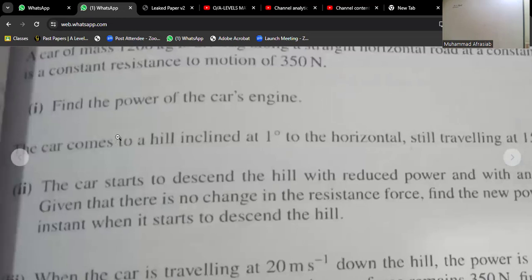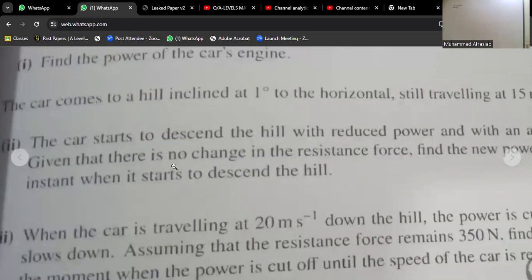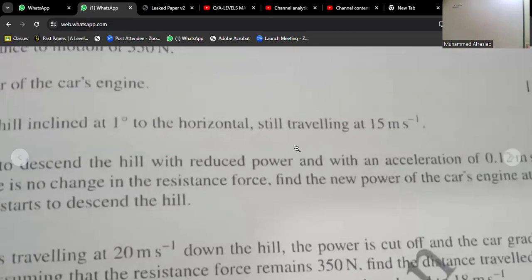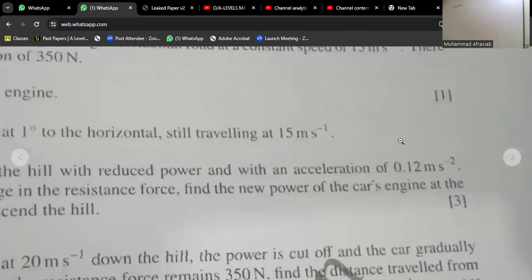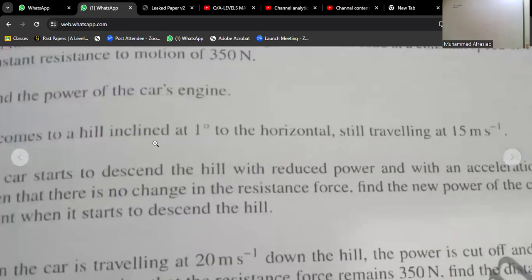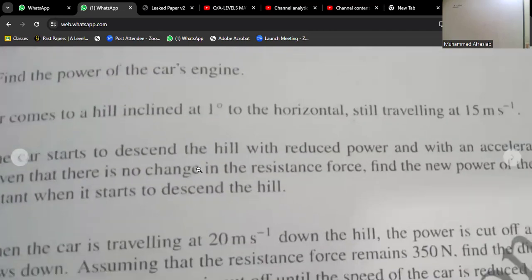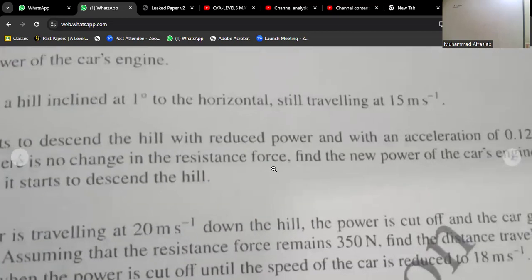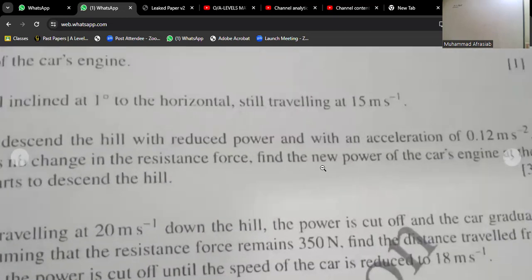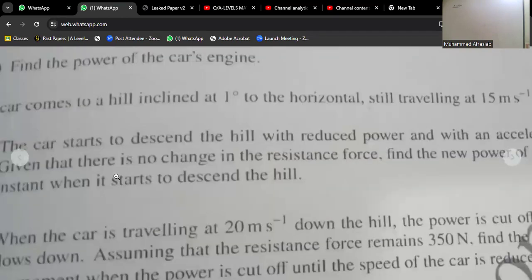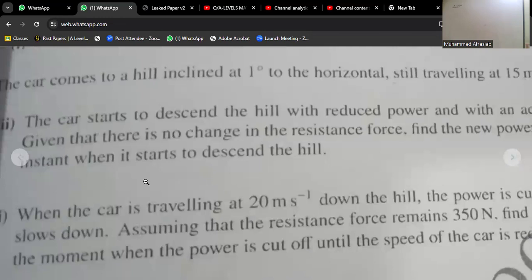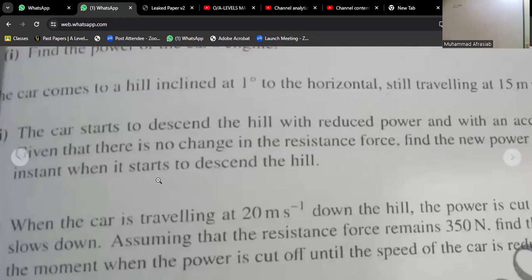Part 2. The car starts to descend the hill with reduced power and with an acceleration of 0.12 meters per second squared. Given that there is no change in the resistance to the motion of the car, find the new power of the car engine at the instant when it starts to descend the hill.